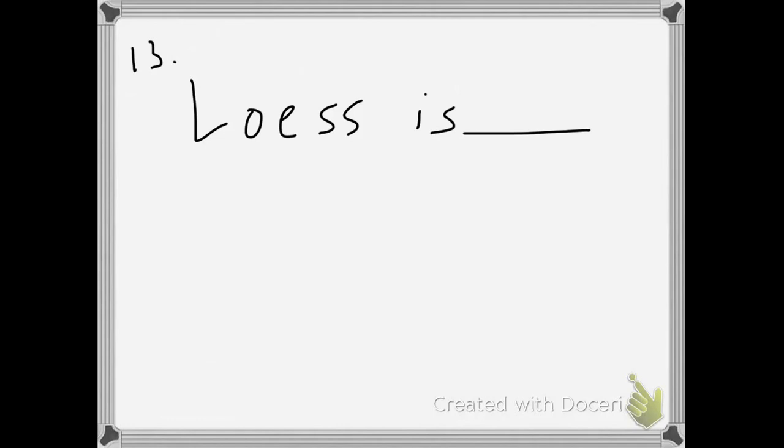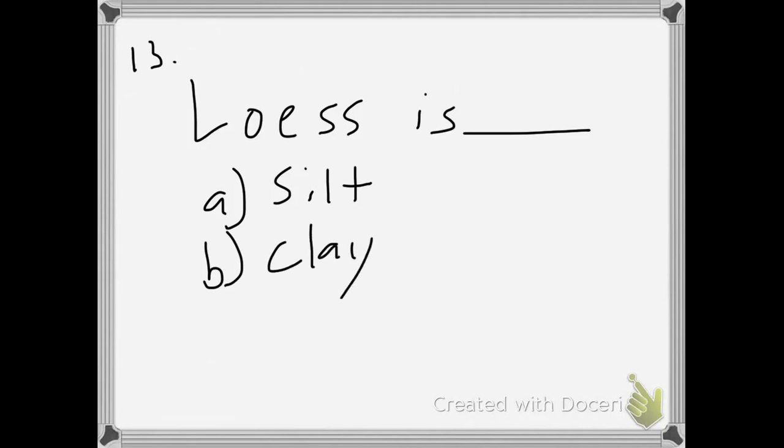Okay, final question. Loess is what? Is it made of silt? Is loess made of clay? Or is loess made of sand? And the answer is loess is made out of windblown silt. So this now concludes the Chapter 12 study guide.